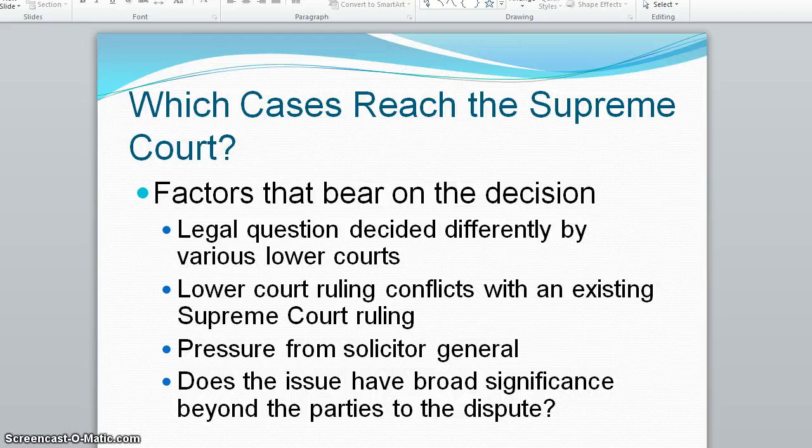Which cases reach the Supreme Court? There's no absolute right of appeal to the Supreme Court. It has total discretion to accept or reject any case it is asked to review without explanation. So certain conditions will increase the chance that a case will be heard. One, when lower courts are in disagreement. Two, when a lower court's ruling conflicts with an existing Supreme Court ruling. Three, when a case has broad significance. And four, when the Solicitor General asks for review of a case related to the President's policies.